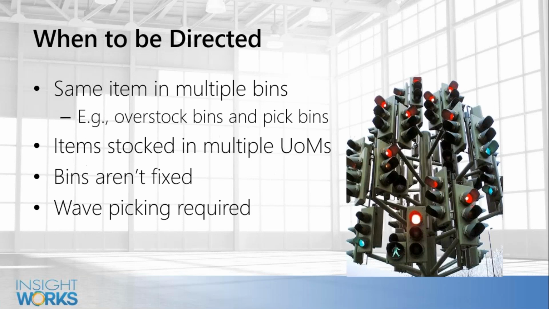All right, so why would you want to use directed put away and pick? If you have the same item in multiple bins, I used that example before with the overstock and the pick bin, those types of things, it can be handy because it's got better intelligence about which bin to pick from, right? If I've got stuff sitting on the top shelf and I've got the pickable stuff sitting on the main shelf, I want to focus on the pickable stuff before I even start thinking about the top shelf. Right? Directed put away and pick can help with that.